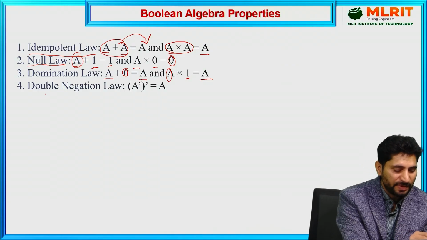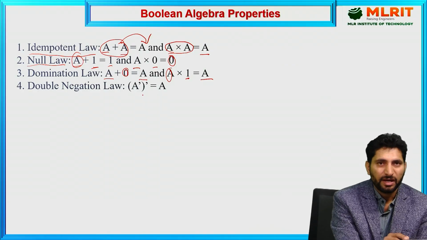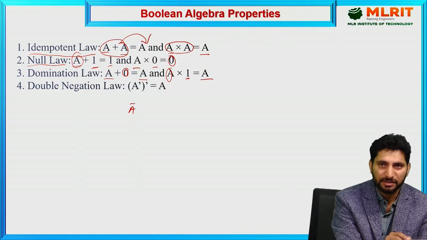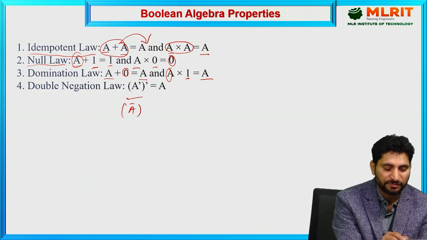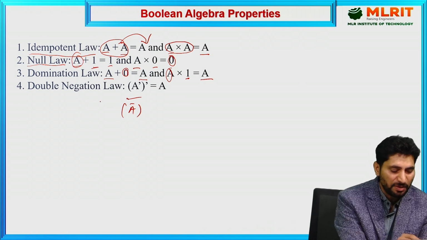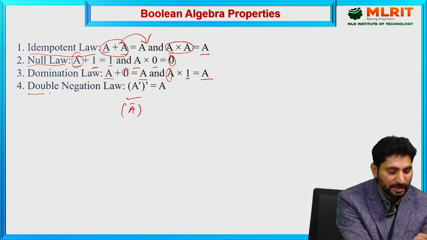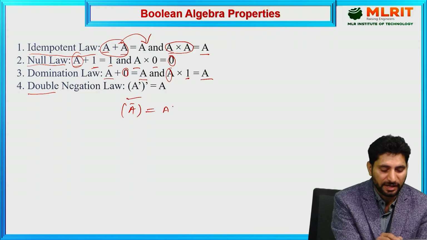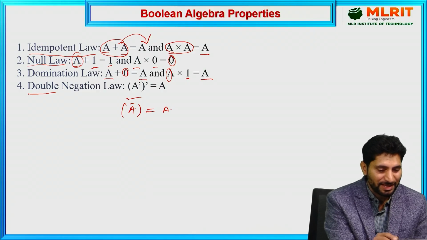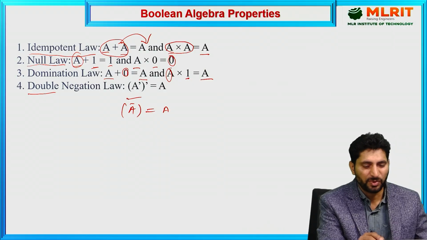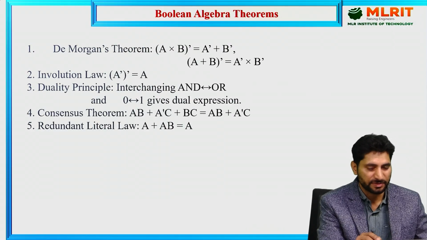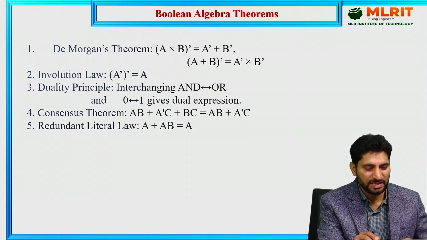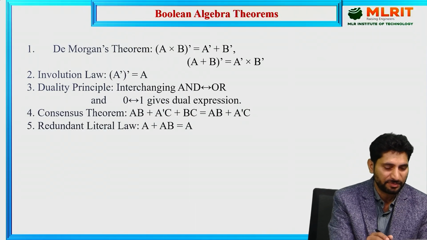Next, as per the double negation law, if you take variable A and its complement, and again do complement, so what does it mean? We are doing double negation. We'll get the true value A again. So this is about a few important Boolean algebra properties. Next we'll see Boolean algebra theorems.